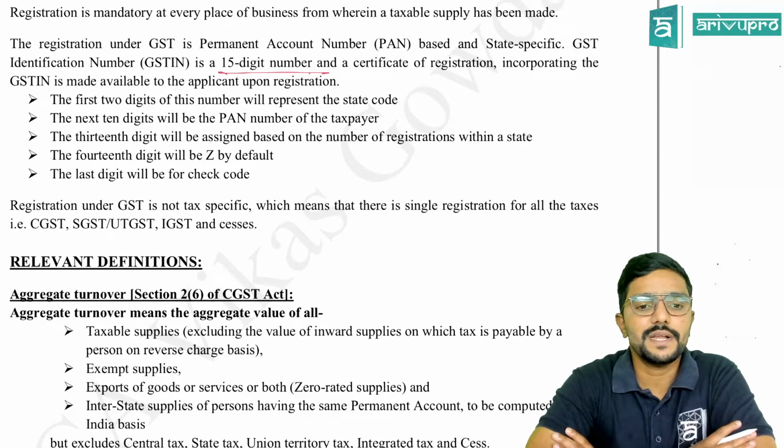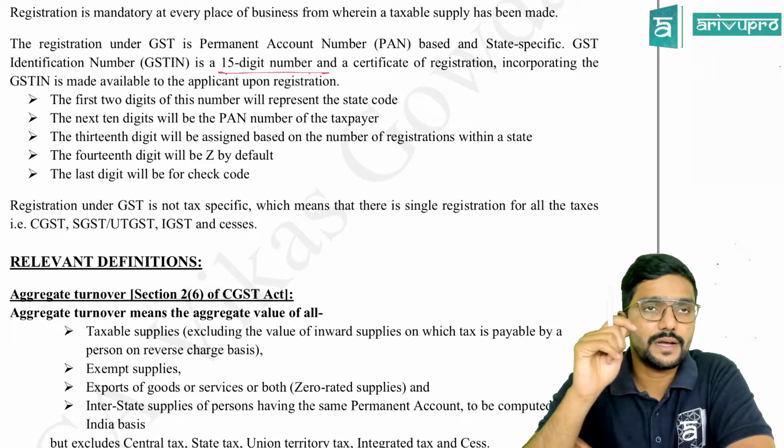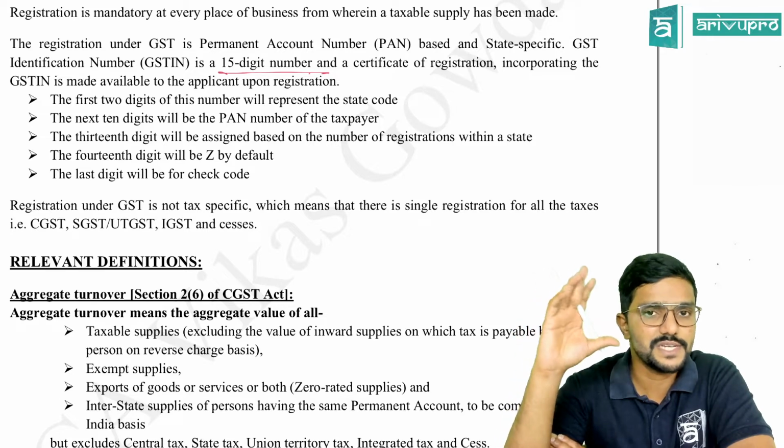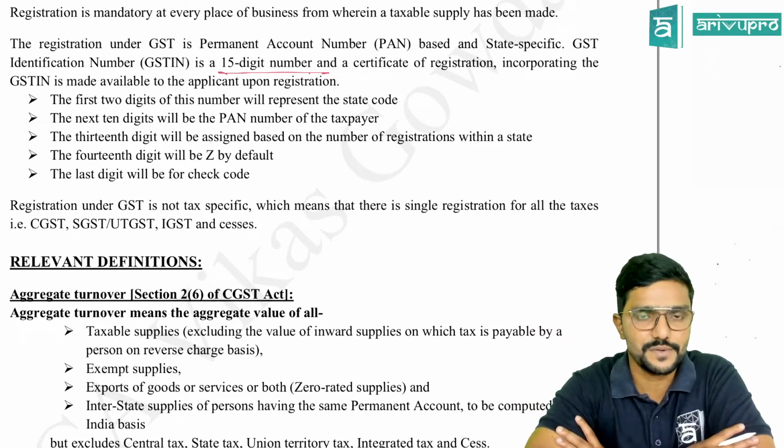The value of that supply will be calculated as per the valuation rules, which we have learned in the value of supply chapter, guys, if there is any supply between related persons or distinct persons.